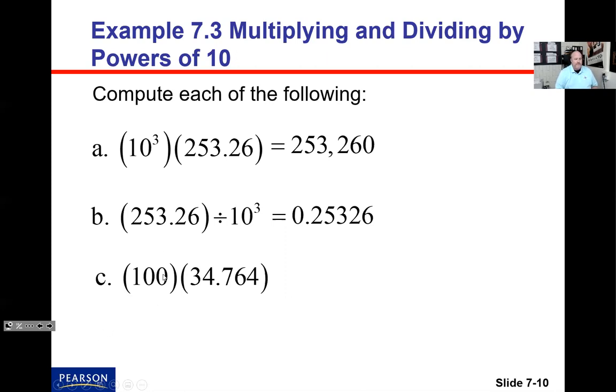Okay, C. This one's 100 times 34 point decimal 764. Yeah, I see a point all the time. So there's 2 zeros here. You're going to get a bigger number, so you're going to move the decimal 2 to the right. So you end up with 3,476.4. There you go.